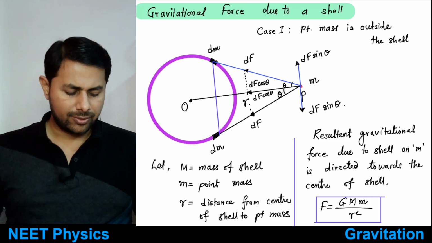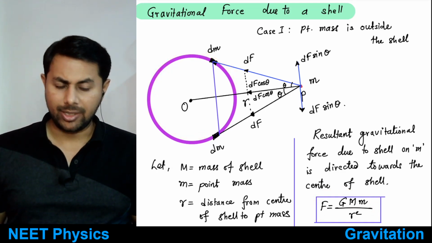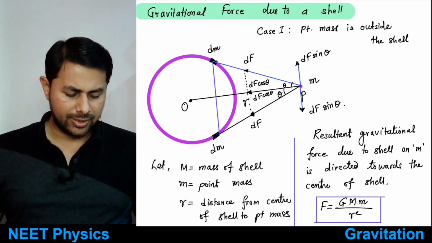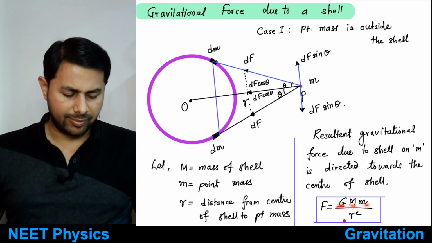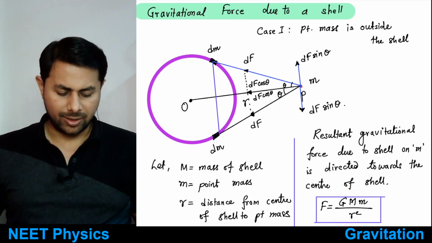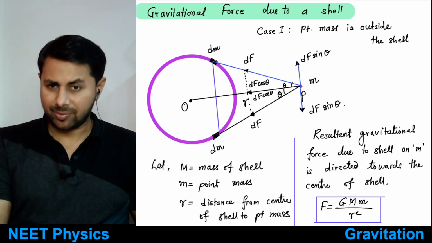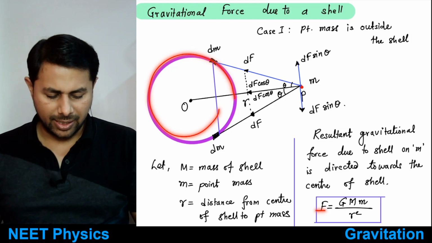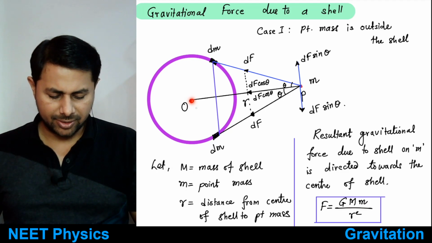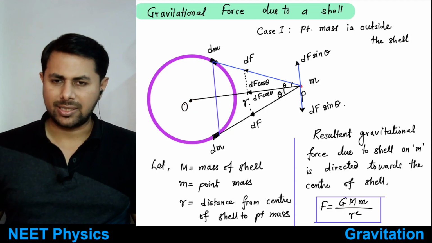Okay, so now the net force due to the shell having mass capital M on this object having mass small m, if it is outside of the shell, is given by G times M into m divided by r square. This might not be a surprise. The force between the shell and this mass is equal to GMm divided by r square. What is r? It is the distance of the mass from the center of the shell.